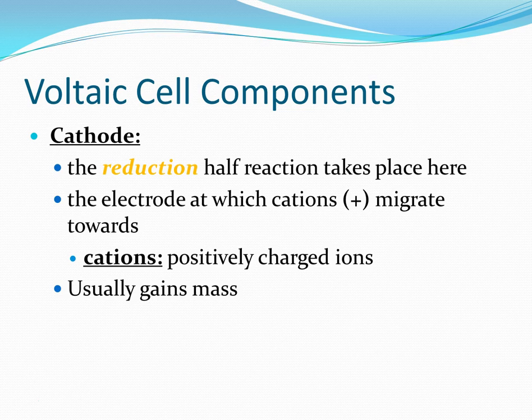The cathode is the other of the two electrodes in a voltaic cell. This is the electrode where reduction takes place. Cations, or positively charged ions, always travel toward the cathode. The cathode will gradually gain mass as the reaction takes place.